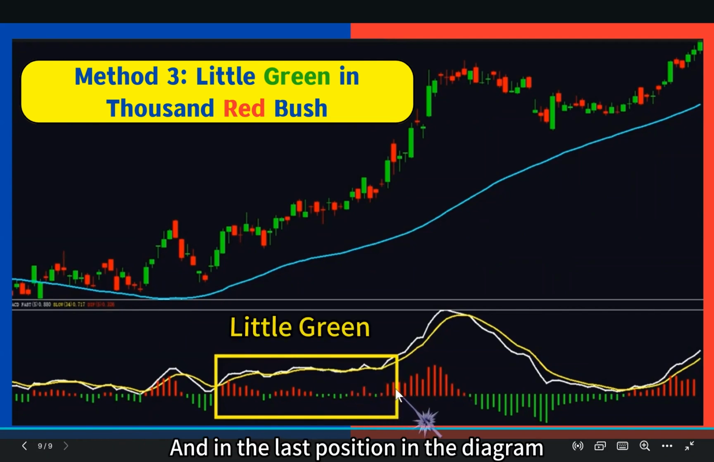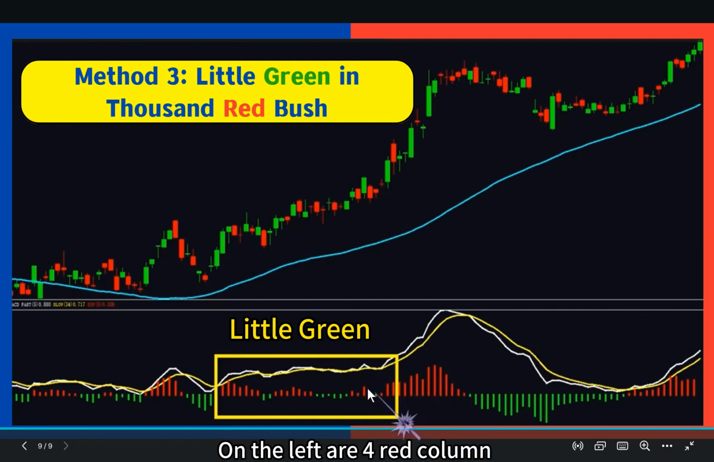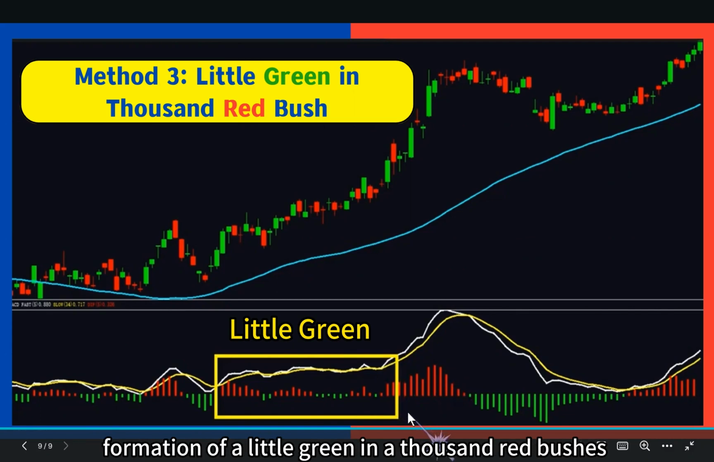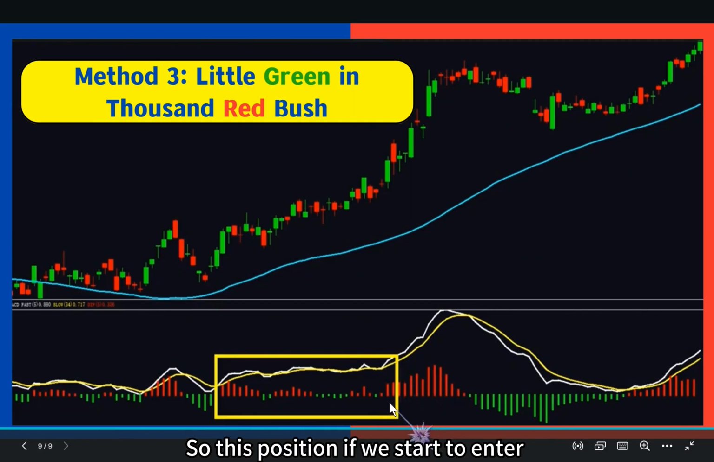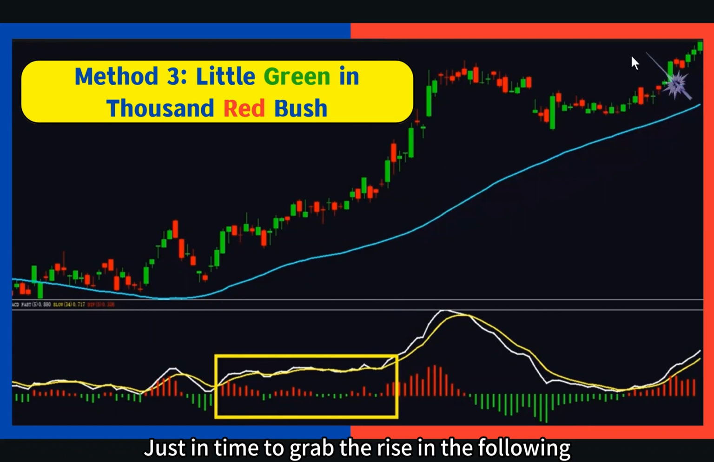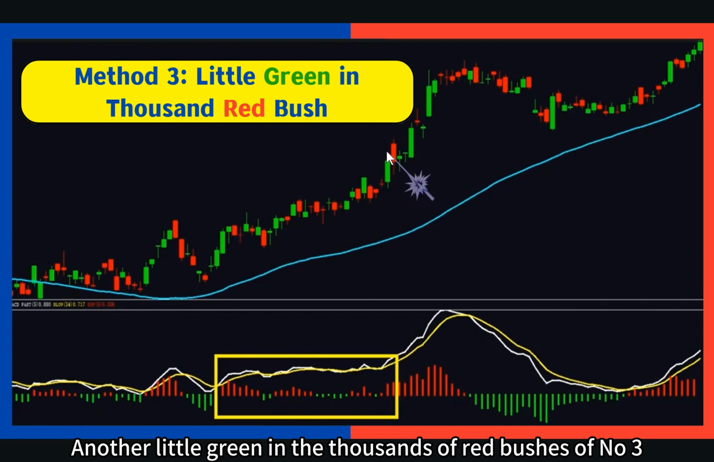And in the last position in the diagram, we can see clearly the green column here is only 1 day. On the left are 4 red columns, and the right side also has constant red columns. This is the formation of the little green in a thousand red bushes. So at this position, if we start to enter, we just in time grab the following rise. The entry point at this position is the gold winding of number 2, and another little green in a thousand red bushes of number 3.